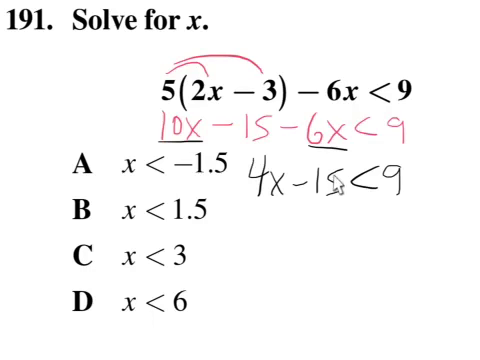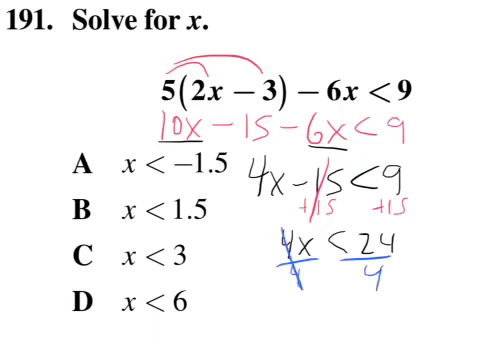Now to get it so it's just x on the left side, I got to get rid of this. What's the opposite of minus 15? We're going to add 15 to both sides, canceling, leaving us 4x over here, less than, and 9 plus 15 is 24. Last step, to get the 4 off the x, I have to divide it off, so we're going to divide by 4. My final answer is x is less than 6, which is right there.